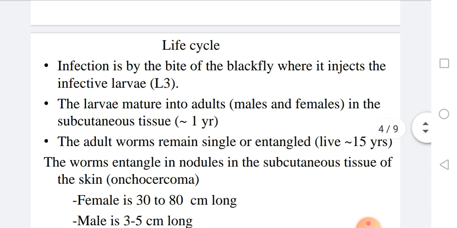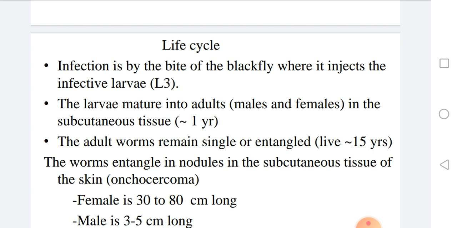Here is a narrative description of the life cycle. Infection is by the bite of the black fly, where it injects the infected larvae, L3 larvae, into the skin. The larvae go into the subcutaneous tissue, and there they mature into adults, males and females, in a matter of 1 year. The adult worms remain single or entangled, wound together, and live for 15 years.